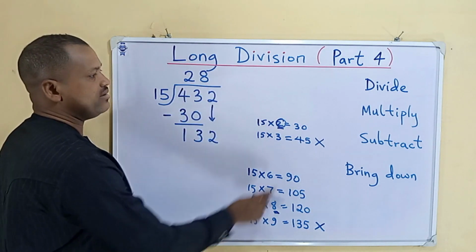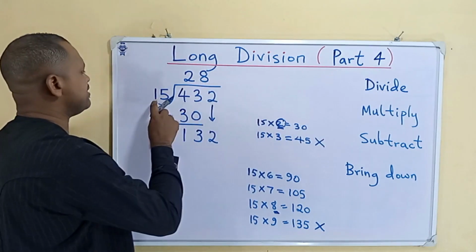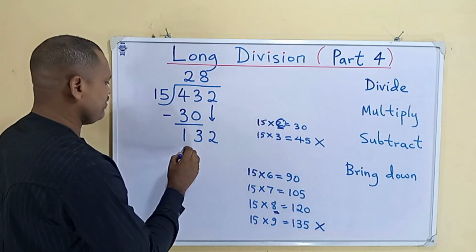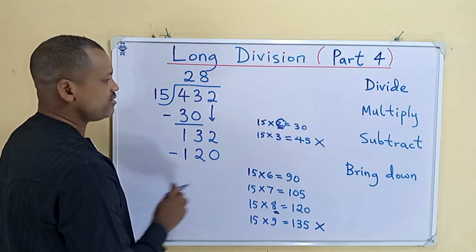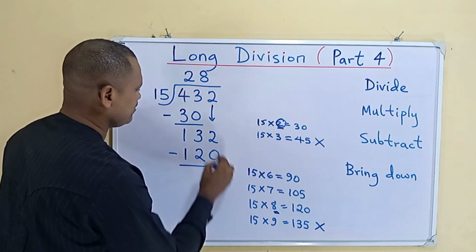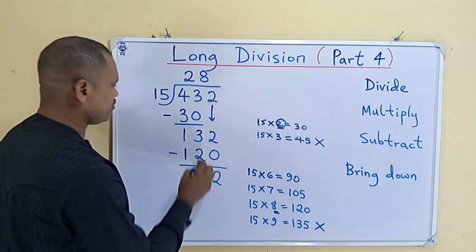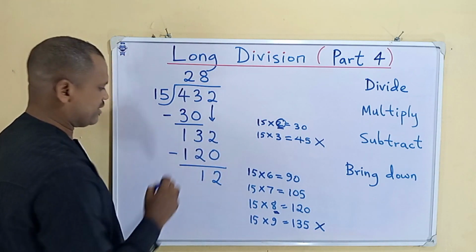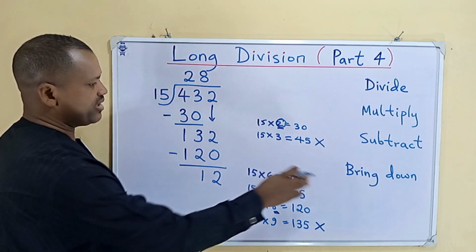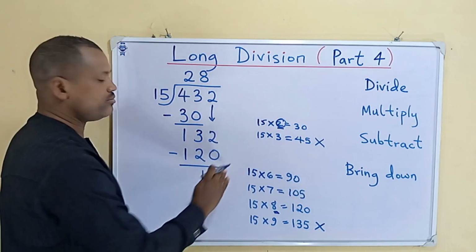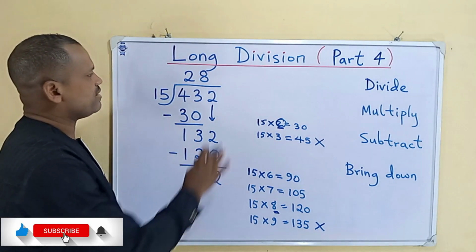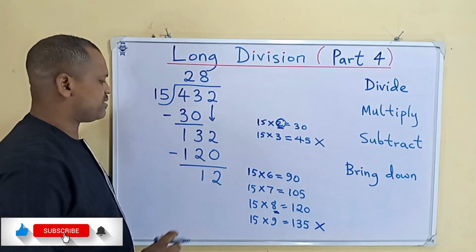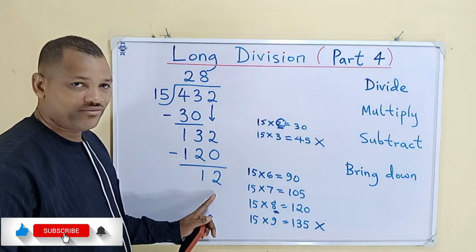8, we have divided. The next is multiply. 8 times 15 will give you 120. Next, you subtract. When you subtract, you get 12. Bring down. Is there a number to bring down? There's no number to bring down. So this is your answer. The answer is 28, remainder 12.